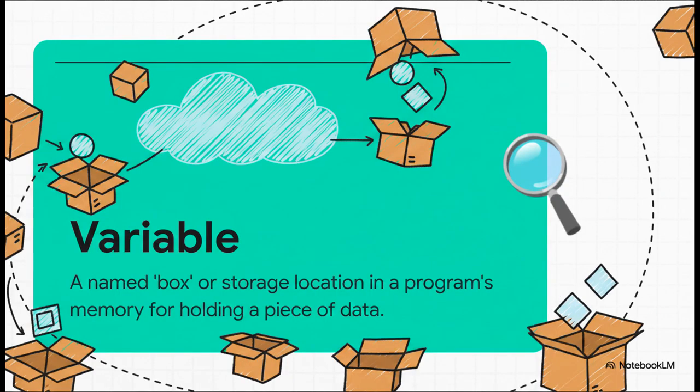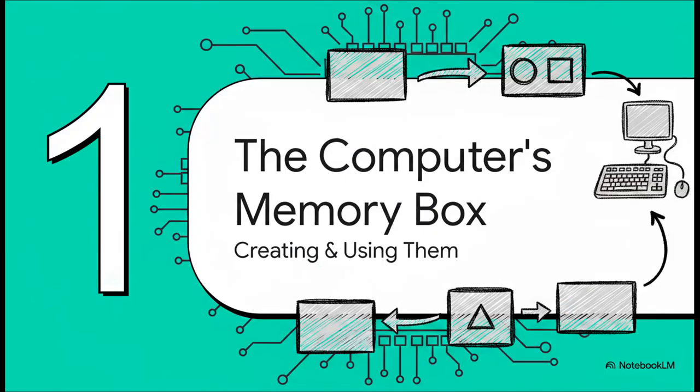So here's the secret. It's all thanks to something called a variable. And the best way to think about a variable is to picture it as a little box. Yep, a storage container. It's just a named spot in the computer's memory where we can tuck away a piece of information for later. Okay, so if variables are these handy little memory boxes, how do we actually make one and put something inside? Let's walk through exactly how that works.